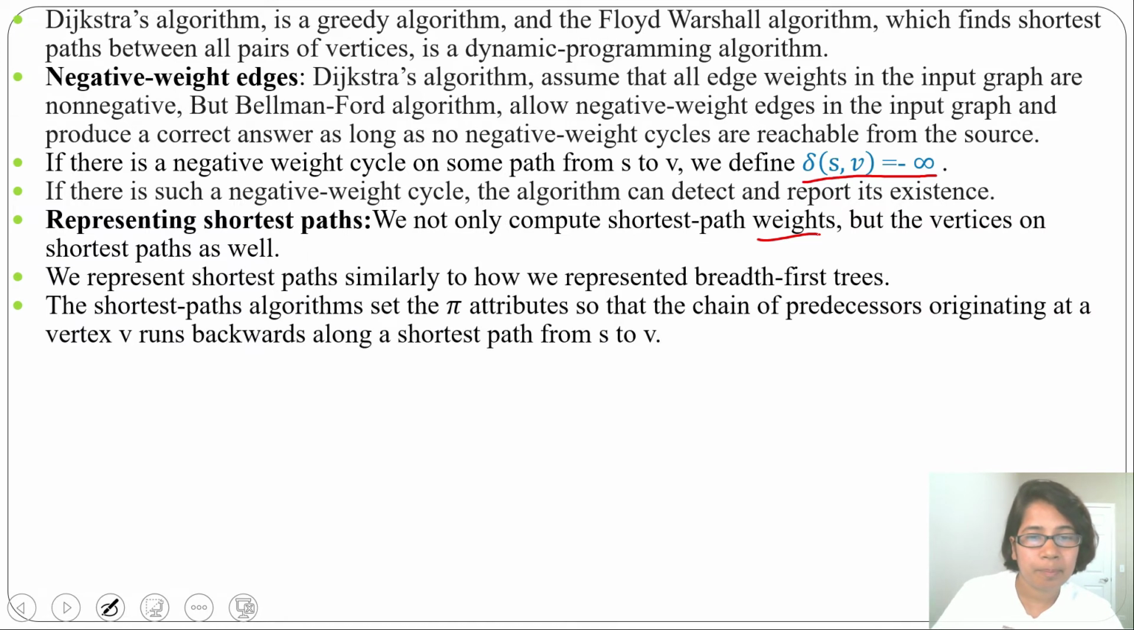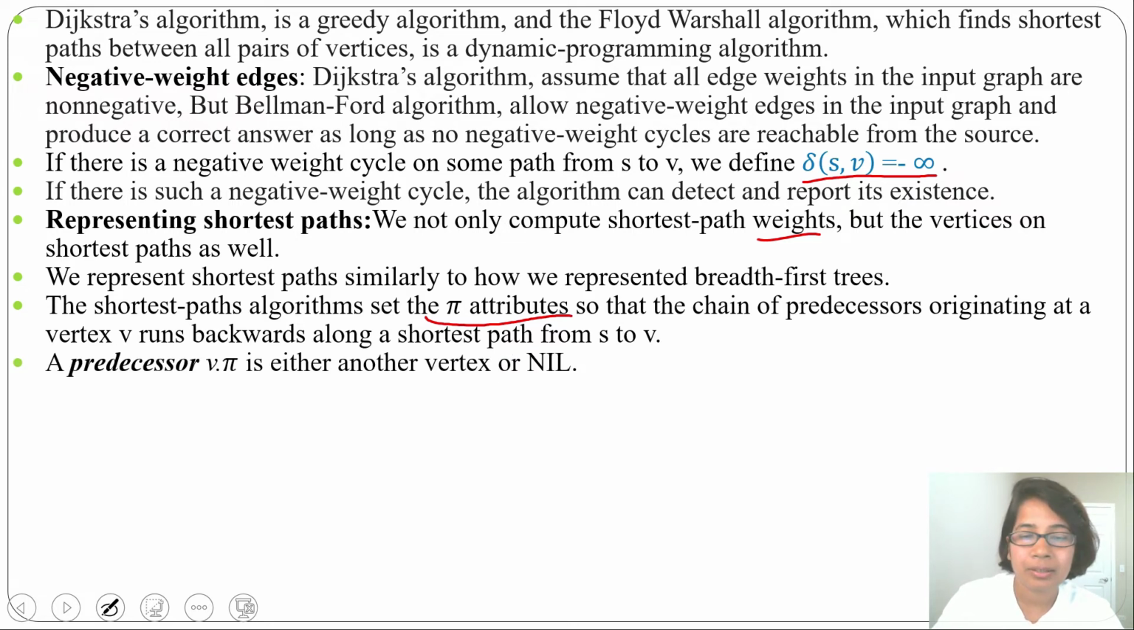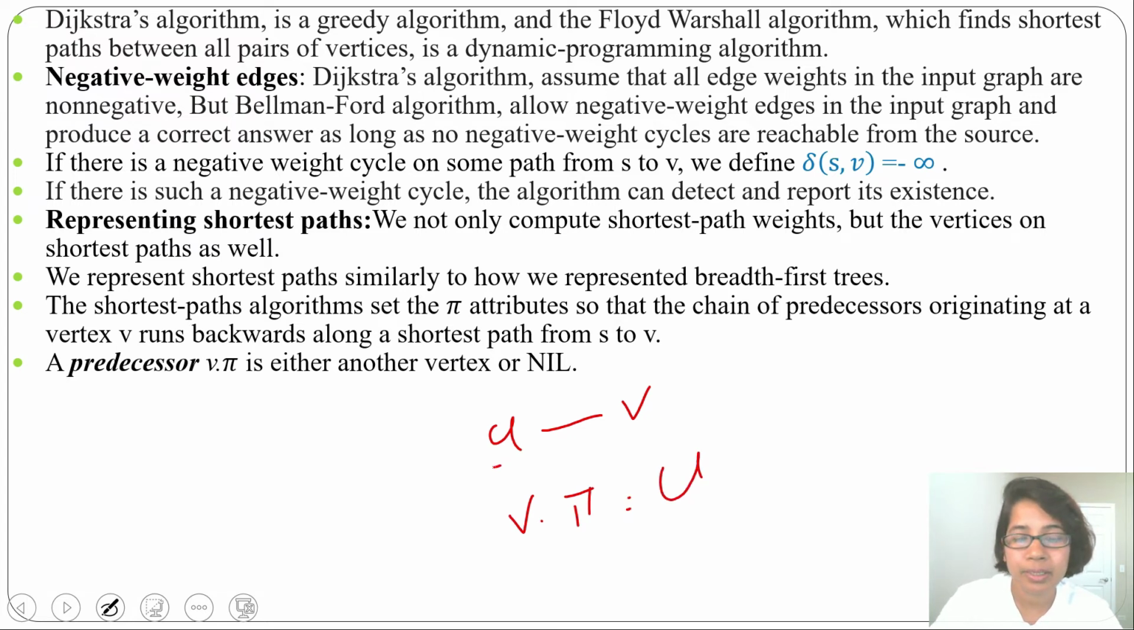We maintain a pi attribute. That pi attribute keeps track of from which vertex we reach that vertex, or we call it the predecessor. V dot pi is either another vertex or nil. Suppose from U you are reaching V, then V dot pi equals U. That is, from which vertex you are reaching vertex V.